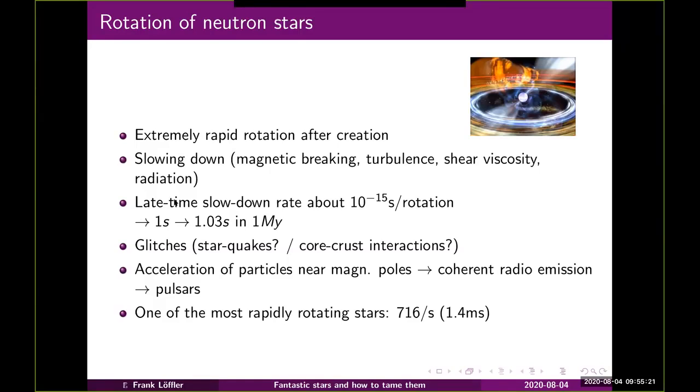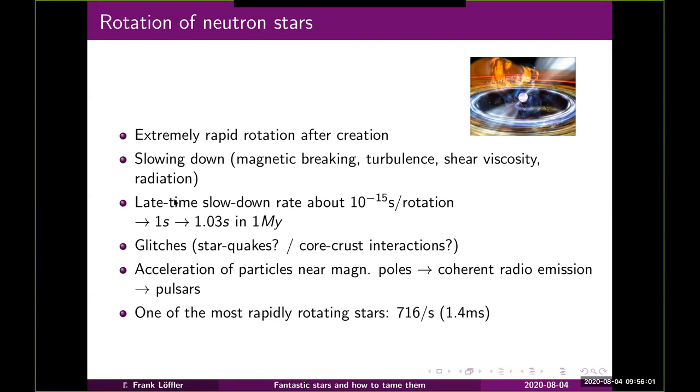Good. So once the rotation has slowed down, you have a really low slowdown rate. This is on the order of 10 to the minus 15 seconds per rotation. So you get from 1 second to 1.03 seconds in 1 million years. That is used when you use some of these essentially as clocks, because they are very, very stable in terms of rotation after some time.